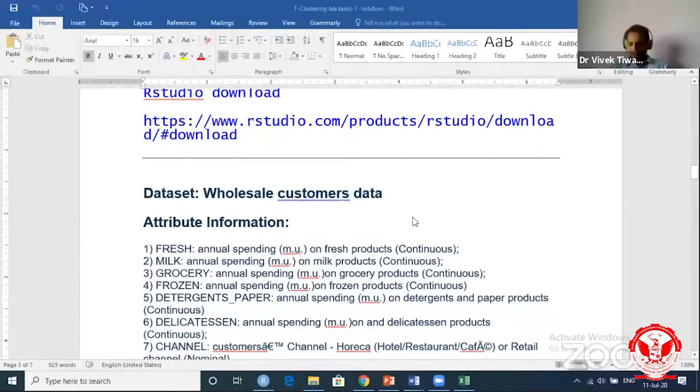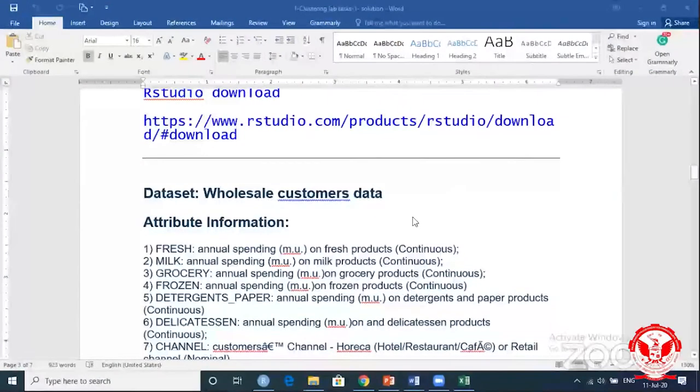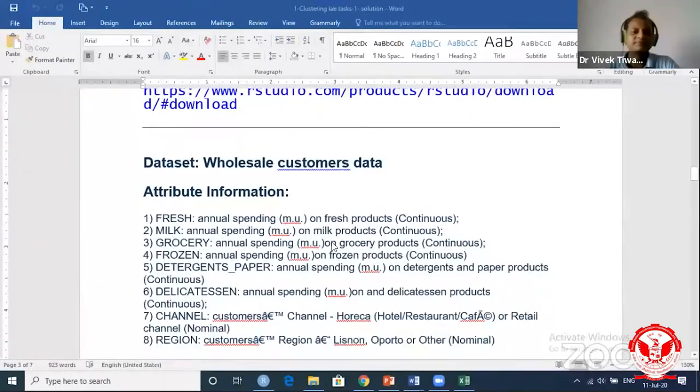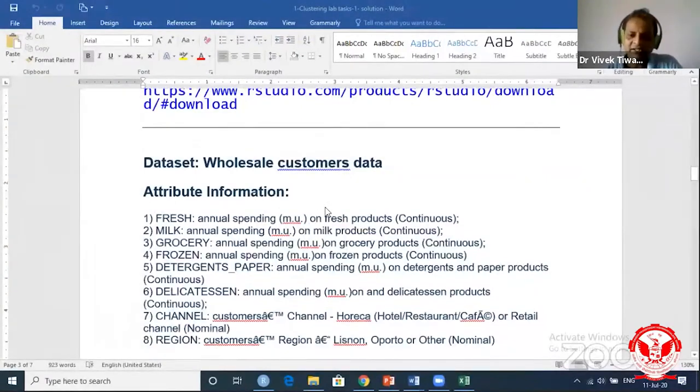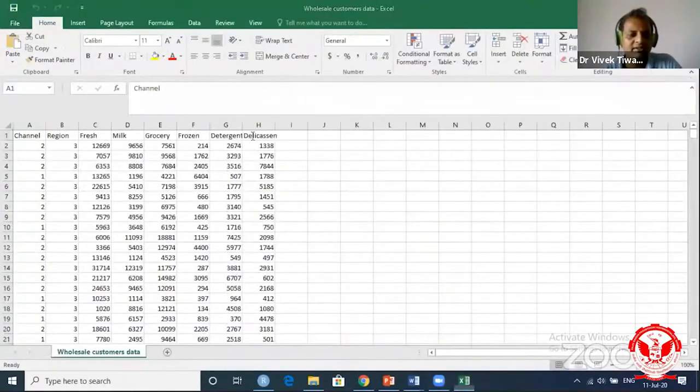So first, let me explain what data set I am taking for discussion. I downloaded it from the internet, a freely available wholesale customer data set. You can search and download it, it is not a big issue. The data set has 8 characteristics. This is a CSV file, and these are the 8 features of the data set. Sometimes we call it a feature, sometimes a variable, sometimes a characteristic. These are the common words we use.